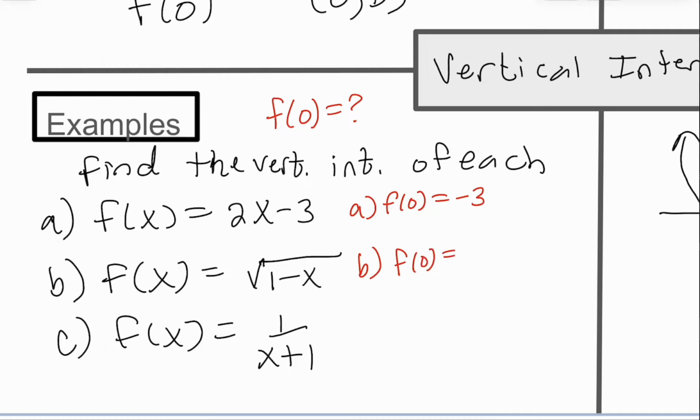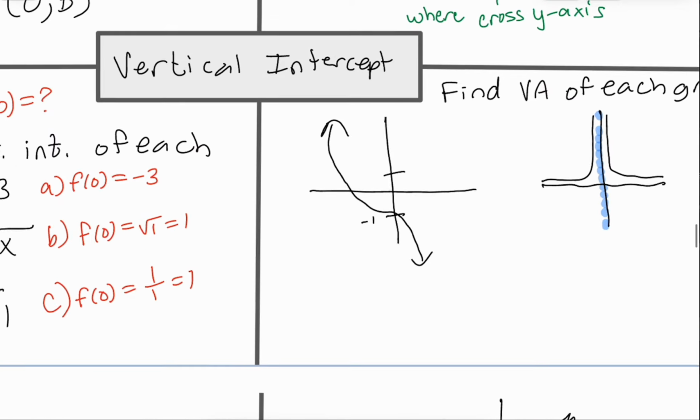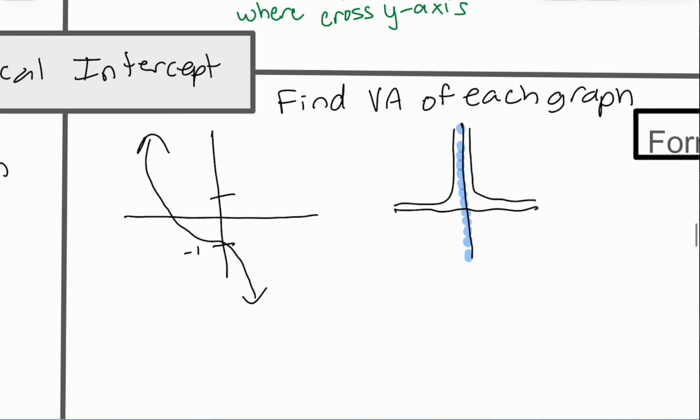If we input 0 to this one, we get the square root of 1, which is 1. So it hits the y-axis at a value or height of 1. And finally, our bottom one here, if I plug in 0, I get 1 over 1, or 1. It also hits the y-axis at 1. So algebraically, finding y-intercepts or vertical intercepts is very nice. Just plug in 0, you got it. If you know the graph, and they want you to find the vertical intercept, please make that a vertical intercept.